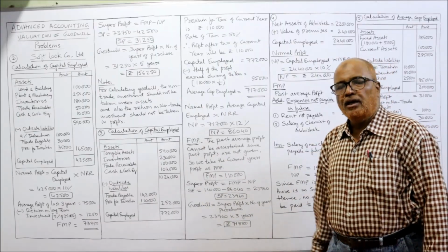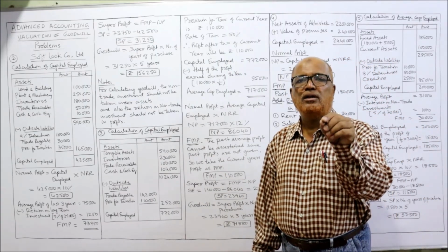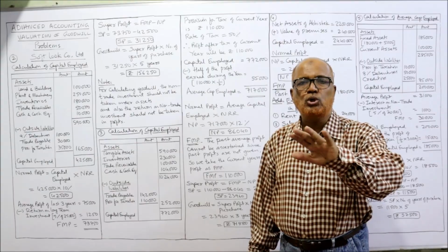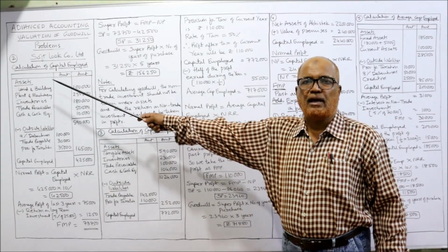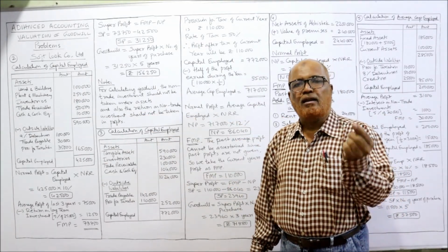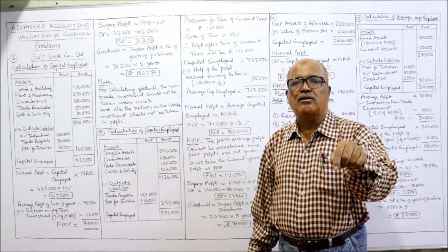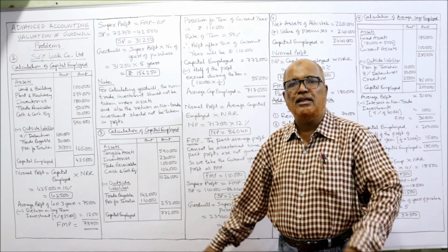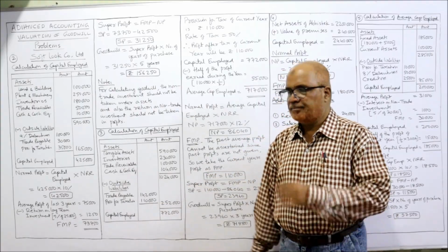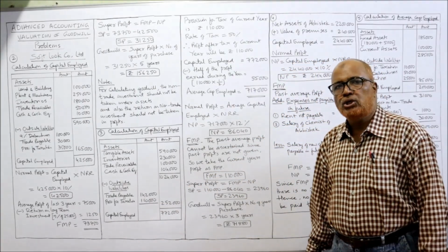Now, note. In the note, you should write down that non-trade investment should not be taken in calculating capital employed. Similarly, the return on non-trade investment should not be considered in the profit. That's it. This is the end of problem number 2.